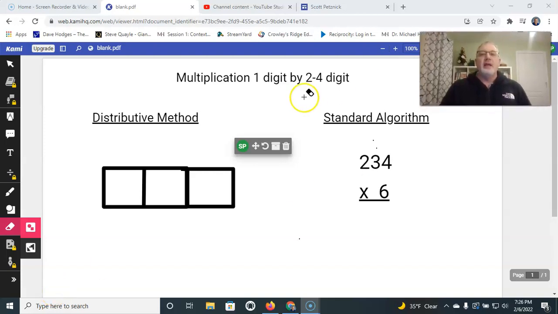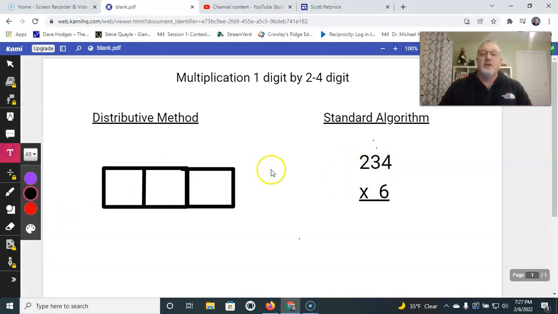Now we're going to be multiplying here one digit by, I guess in this case, a three-digit number. With Common Core, say on a test, they're going to expect students to be able to do the distributive method. There are a couple of variations of it, but this is the one I'm going to be showing you today. We're going to start with our number, 234 times 6. In the distributive method, we take this number, 234, and put it in expanded form, okay?